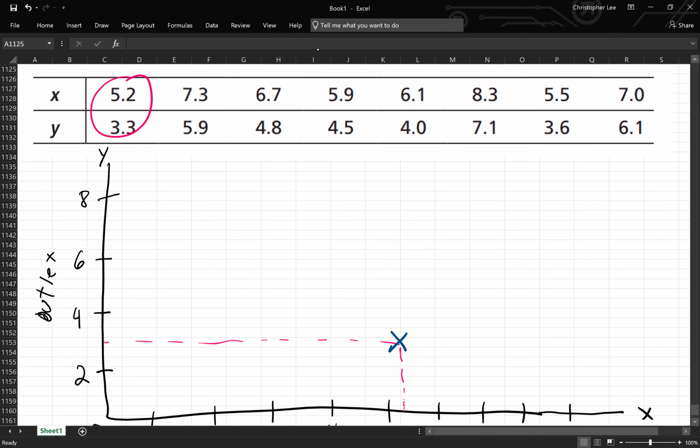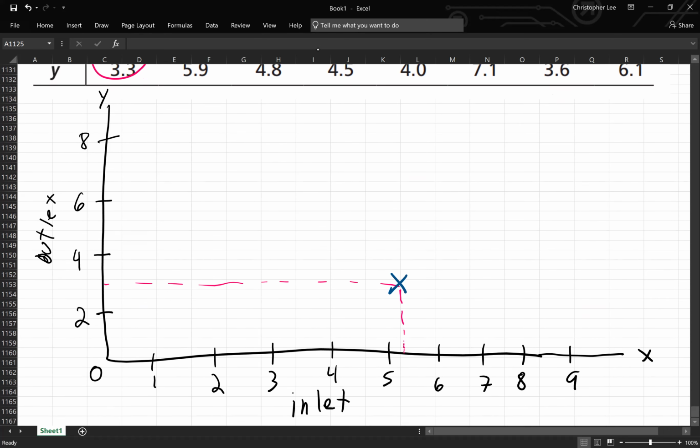Next one is 7.3 and 5.9. So I'm going to go on the x-axis. I'm going across to where 7.3 is. And I'm going up to 5.9. I believe 5.9 is going to be somewhere like here.